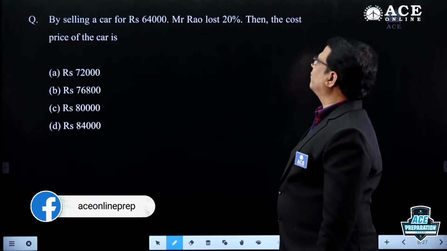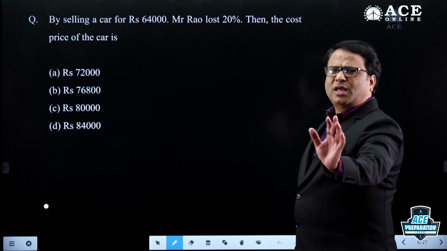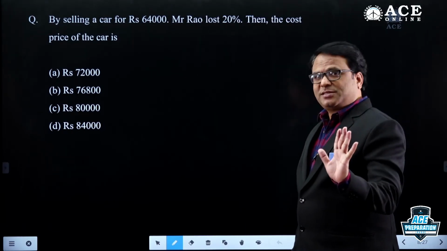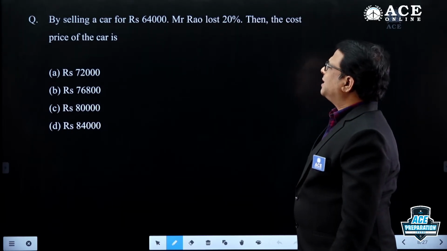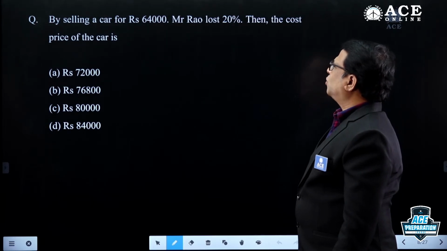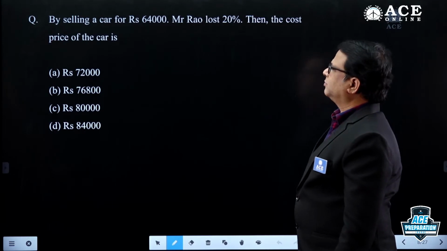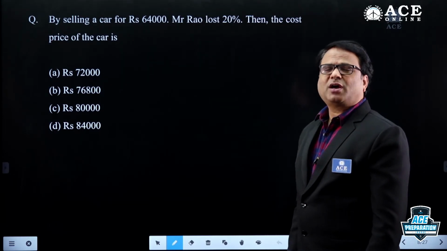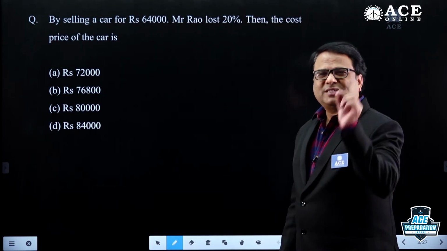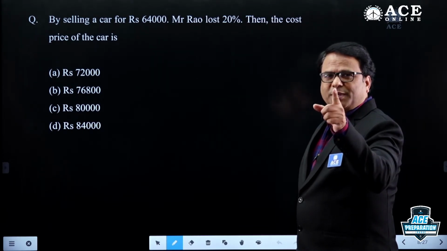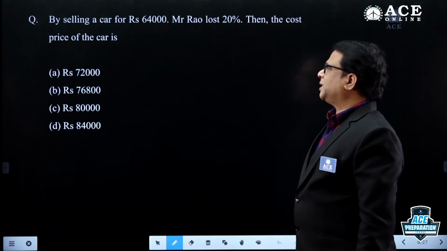Next problem. This is a very, very simple question, but it's given in the SSC CGL. By selling a car for rupees 64,000, Mr. Rao lost 20%. Then what is the cost price of the car? Okay, so if he sells it for 64,000, he will lose 20%. What is the cost price of the car?